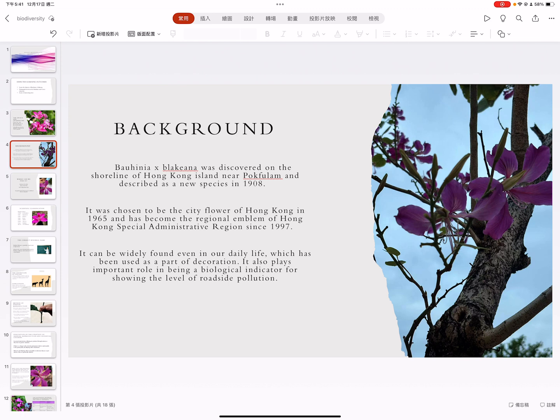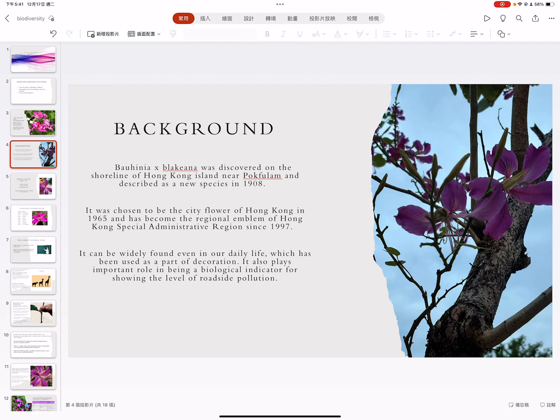Before talking about the details of Bauhinia × blakeana, I will give you some background. Bauhinia × blakeana was discovered on the shoreline of Hong Kong Island near Pokfulam and described as a new species in 1908. It was chosen to be the city flower of Hong Kong in 1965 and has become the regional emblem of the Hong Kong Special Administrative Region since 1997.